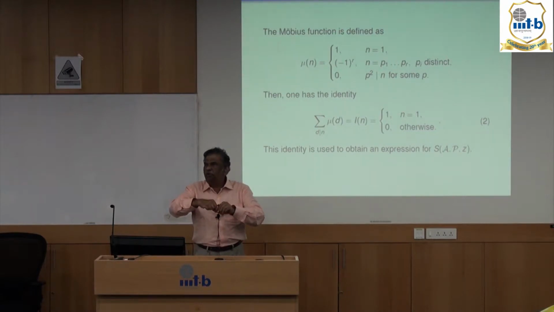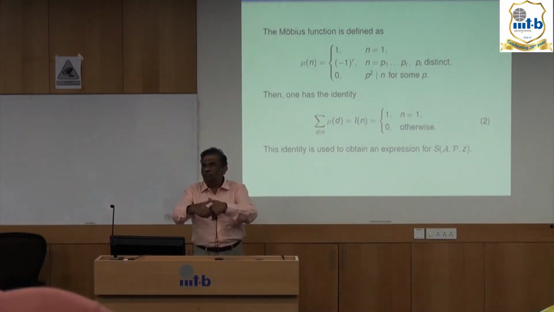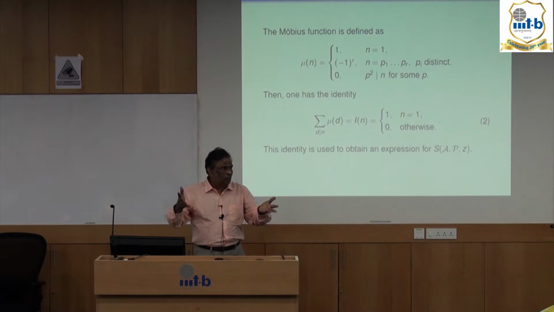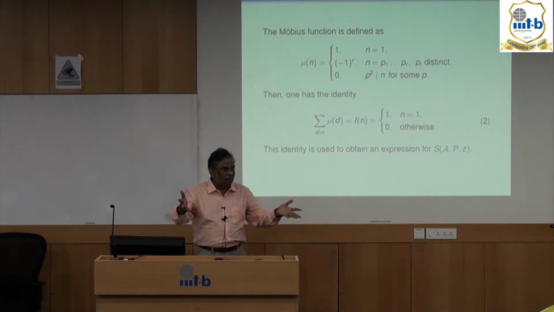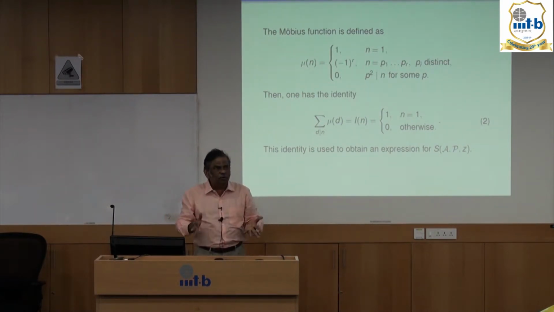When for P1, P2 I added. For P1, P2, P3 I subtracted. P1, P2, P3, P4 I added. But P1 square, for example, I never did anything. P1 square, P3, I never did anything. Therefore I just introduce a number like that.